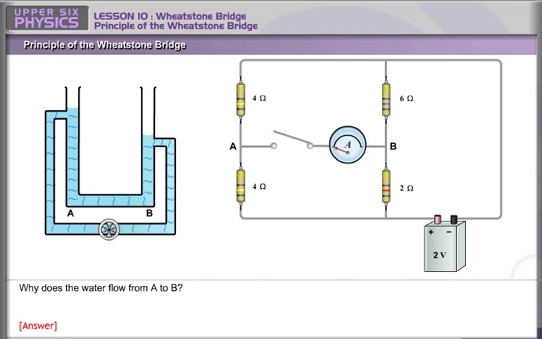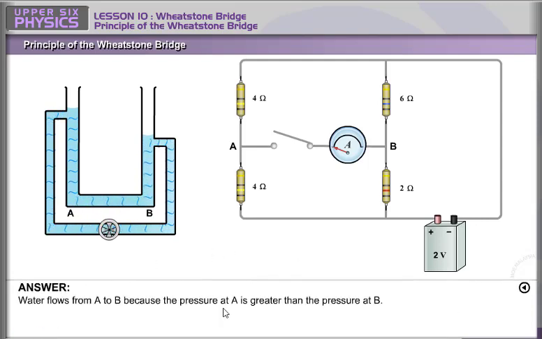Why does the water flow from A to B? Answer. Water flows from A to B because the pressure at A is greater than the pressure at B.